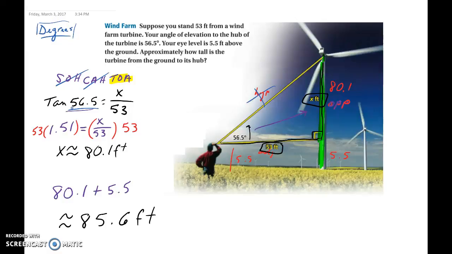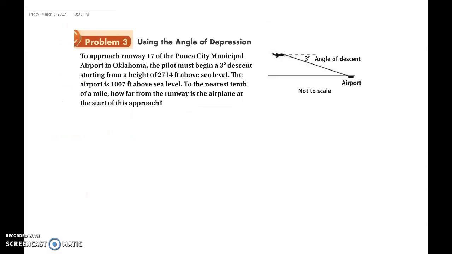All right, now there's one more question for this, and then we're done for this section, and we're done for this video. So this question is: to approach runway 17 at Ponca City Municipal Airport in Oklahoma, the pilot must begin a 3-degree descent starting from a height of 2,714 feet above sea level. The airport itself is 1,007 feet above sea level. So that means the distance from this airplane to the airport itself is 1,707 feet, because we would have to do 2,714 minus 1,007, right? Because that would tell us this height here.